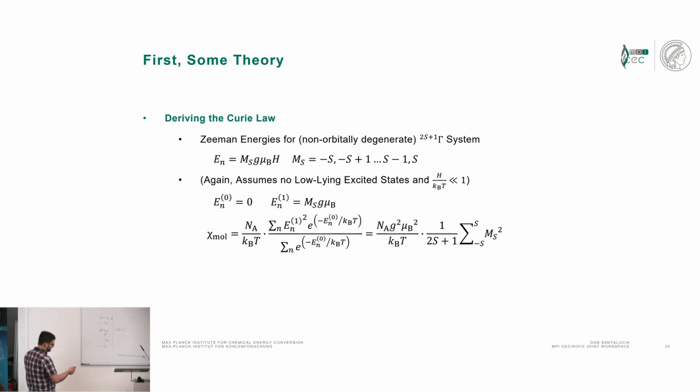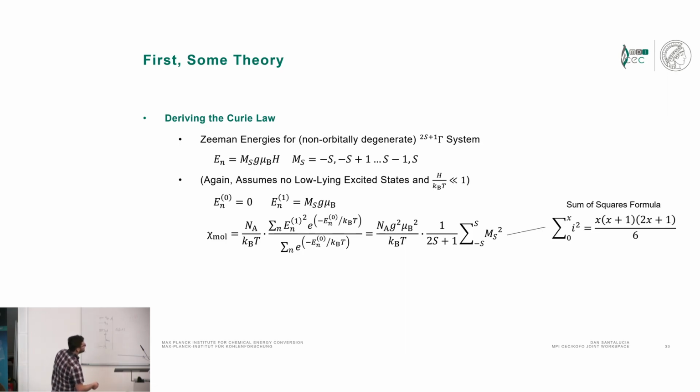That's it. And if you remember from math class, which I didn't, so I always have to look it up, there's a sum of squares formula, which is that the sum from 0 to x of i squared is x times x plus 1 times 2x plus 1, all divided by 6. If I sum from minus x to plus x, then this becomes a 3 in the denominator, because I'm doubling the total amount of the sum I'm doing. And so that's it. We get a 1 over 3. m_s squared becomes S(S plus 1)(2S plus 1), but we're dividing by 2S plus 1, so that cancels, and we're left with this final expression.